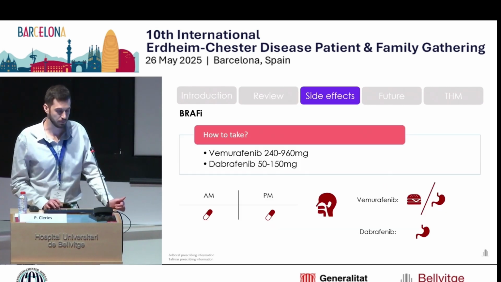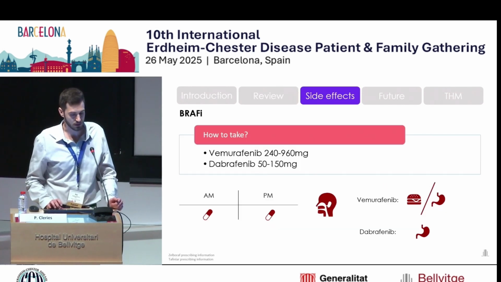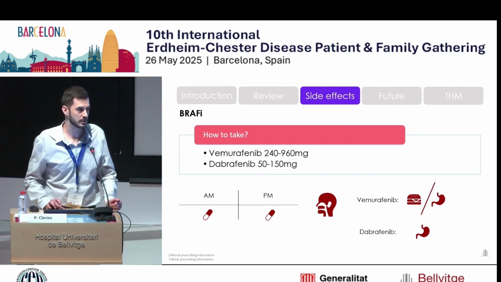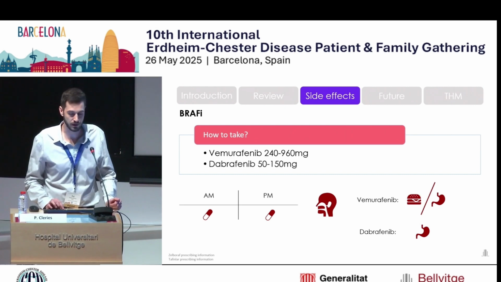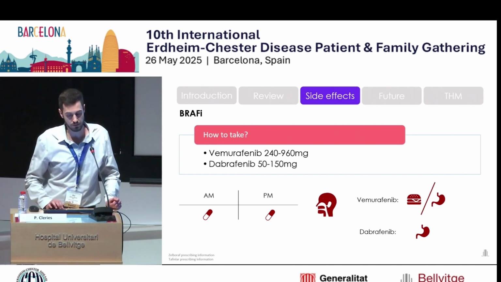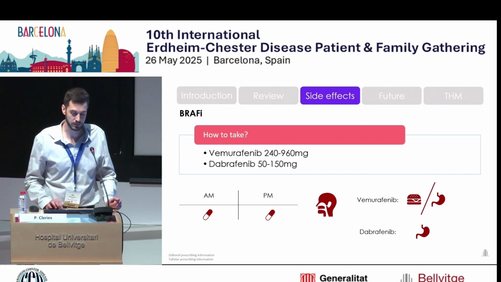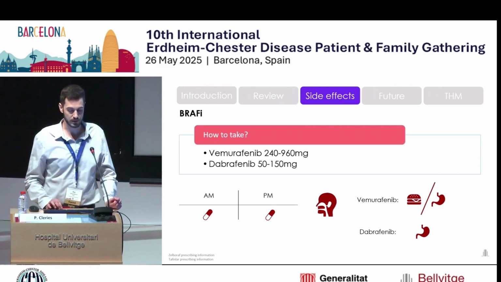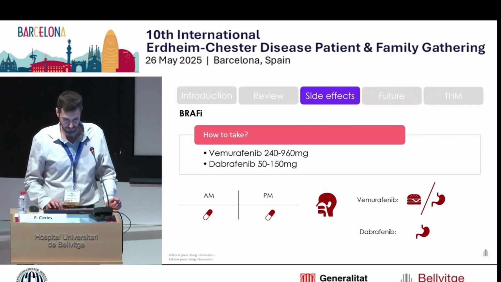So starting with the BRAF inhibitors, we've got two drugs that are the most used in this group. That's vemurafenib and dabrafenib. As you can see, there's a range for the dosage, because we usually start with a smaller dose and then we go up until we find the best dosage for each patient. These medications are taken one in the morning and one in the evening, one dose, always by mouth. Vemurafenib can be taken with food or without food, but always in the same way. And dabrafenib is to be taken on an empty stomach.